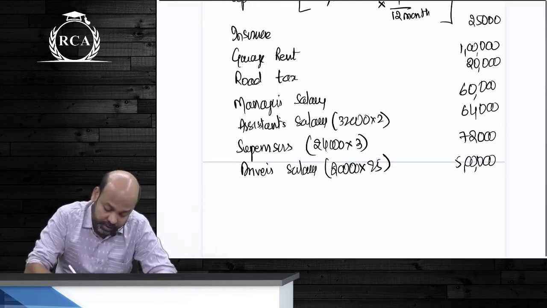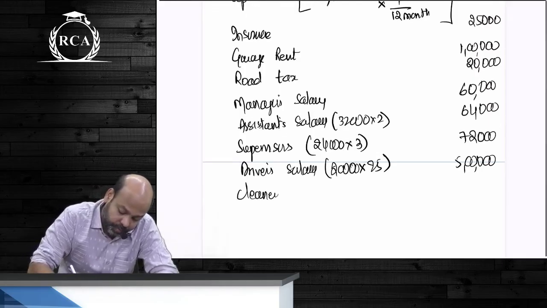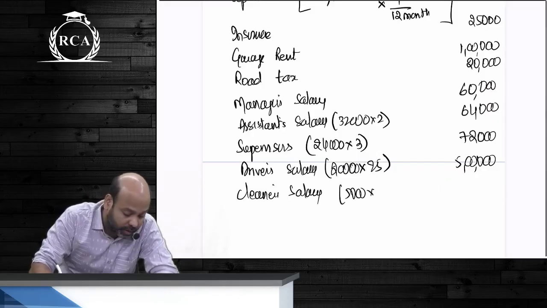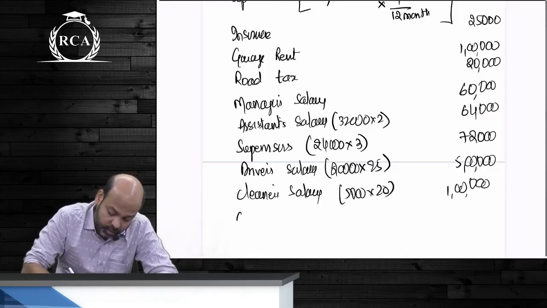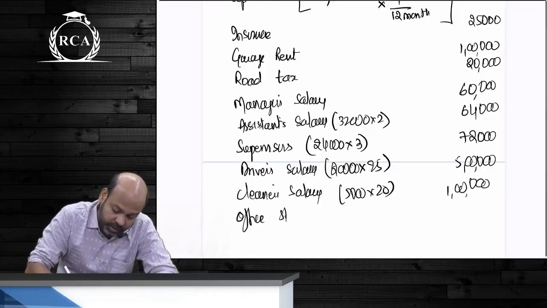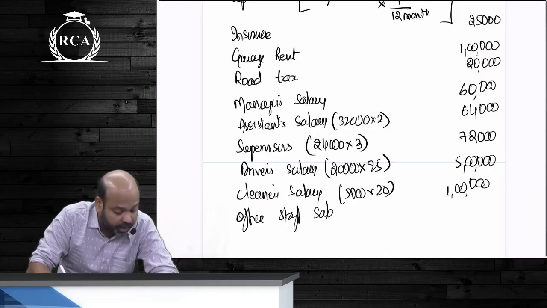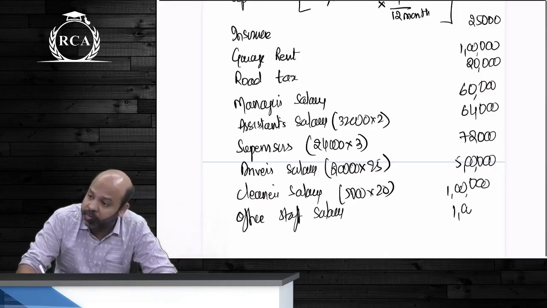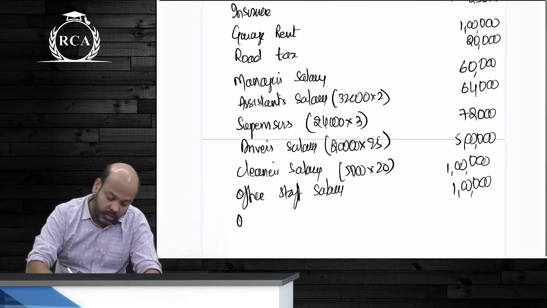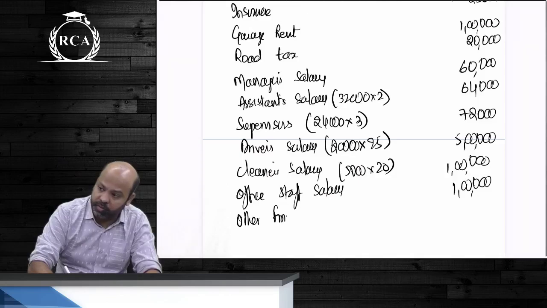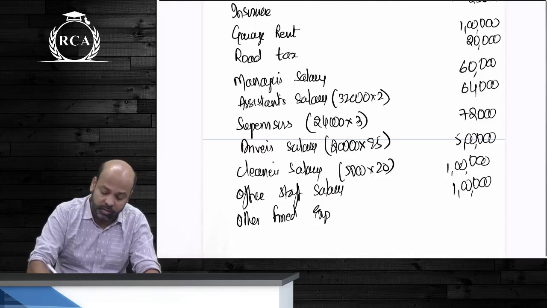Cleaner's salary, 5,000 multiplied by 20 cleaners, so that'll be 1 lakh. Office staff salary, beta, is 1 lakh. Other fixed expenses, 72,000.